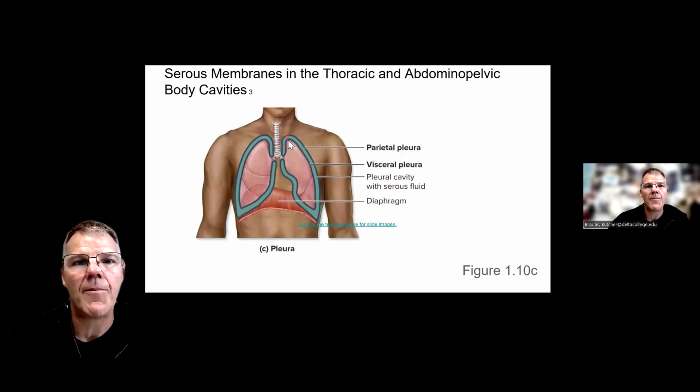Again, with the pleural membranes, we have the parietal pleura, which is on the outside, the outer layer. The visceral pleura is on the inner layer. And then that inner portion of the balloon, that's that pleural cavity surrounded by that serous fluid. And here's a good picture of that diaphragm muscle that separates the thoracic cavity from the abdominal pelvic cavity.